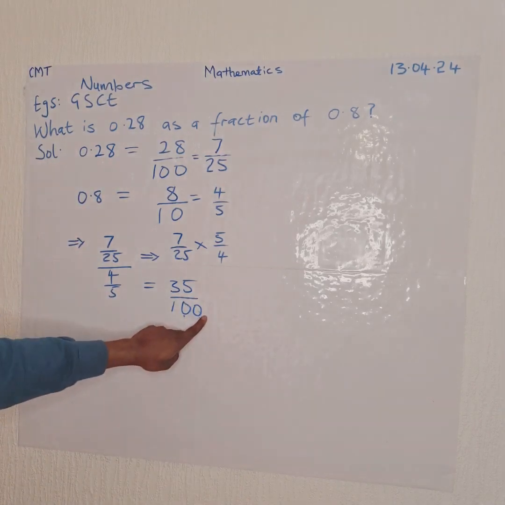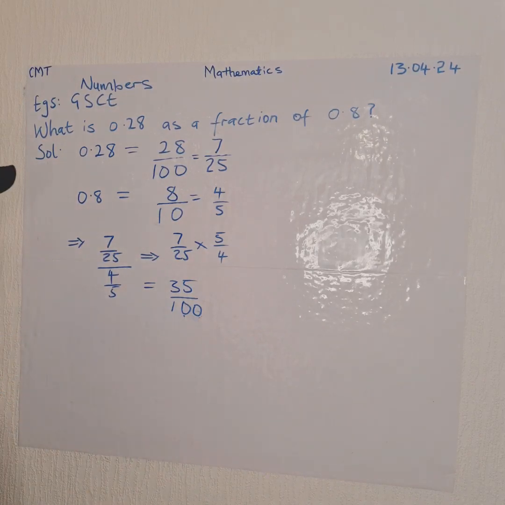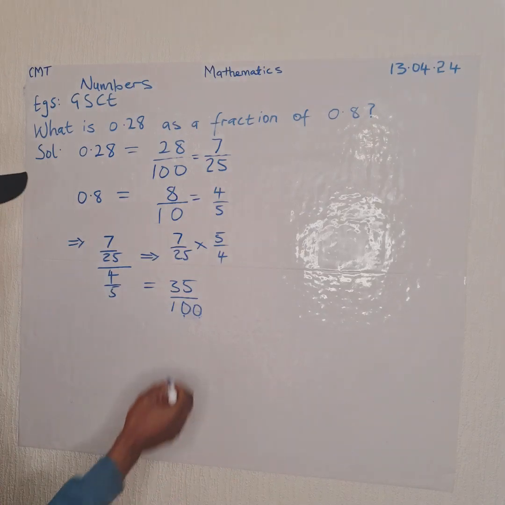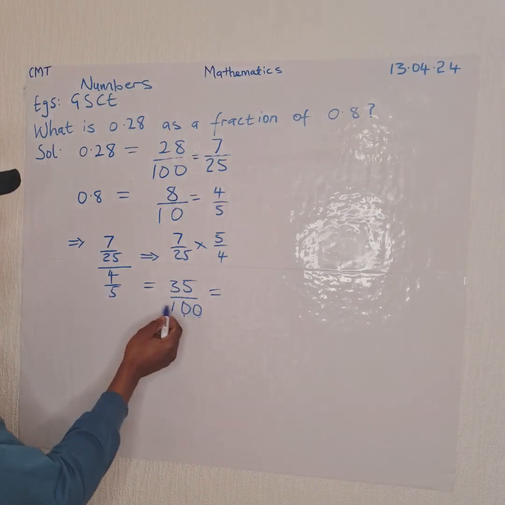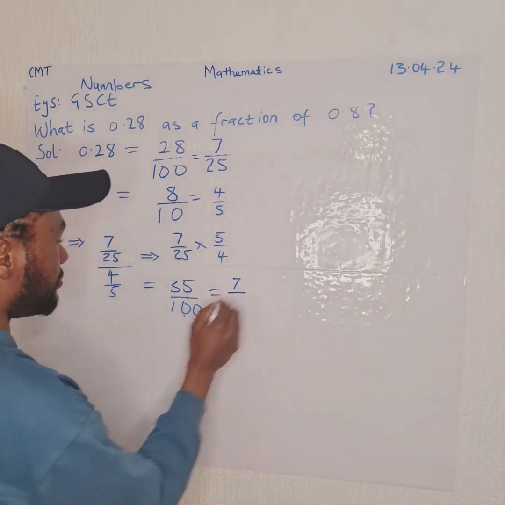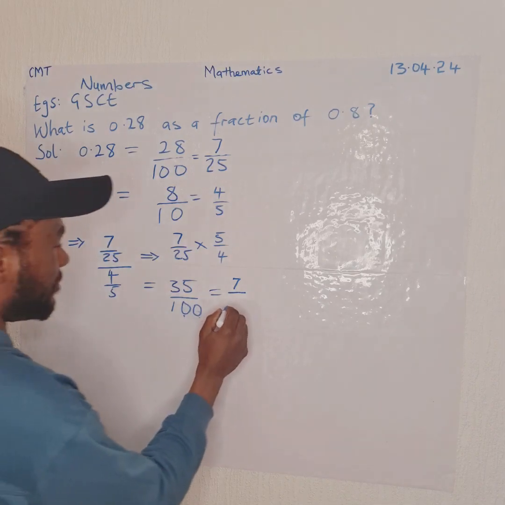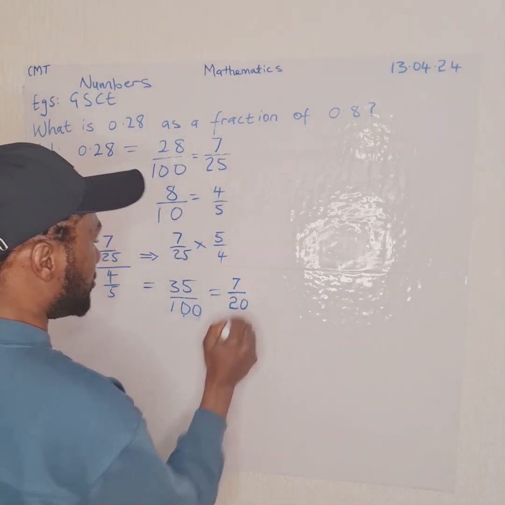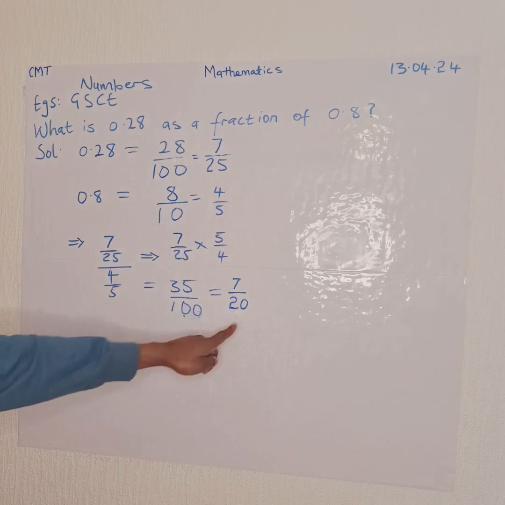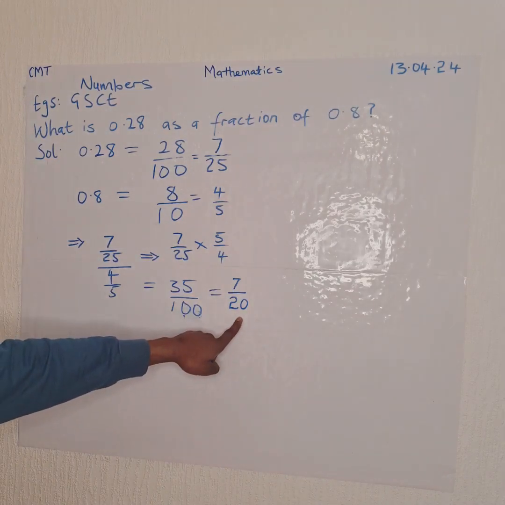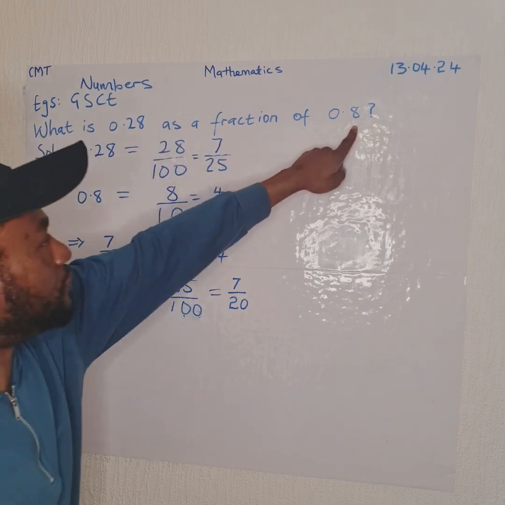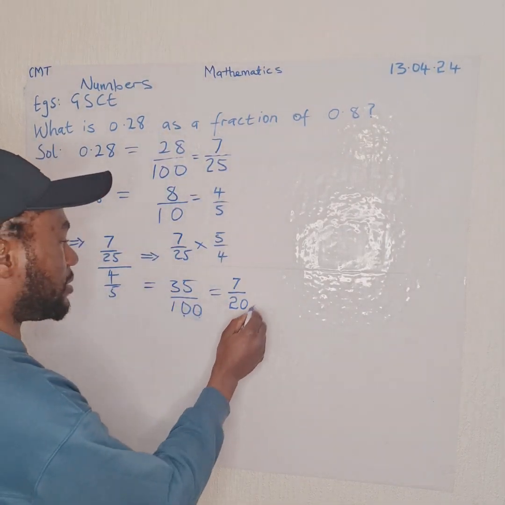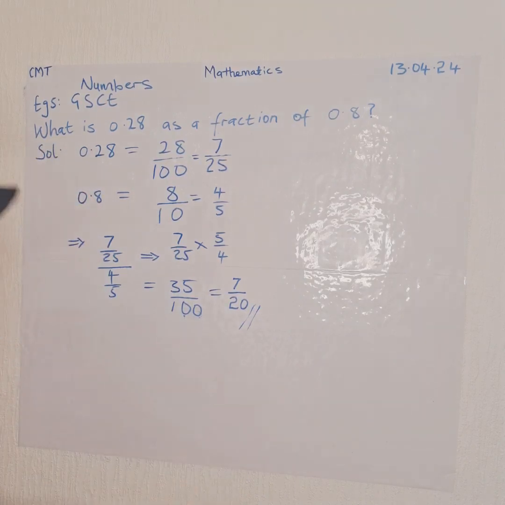So what is common here? Let's start with 5. 35 divided by 5, you got 7. 100 divided by 5, you got 20. Can it be reduced to any simpler form? No, I would say. Therefore, 0.28 as a fraction of 0.8 is equivalent to 7 over 20.